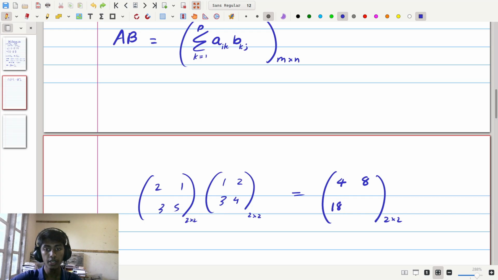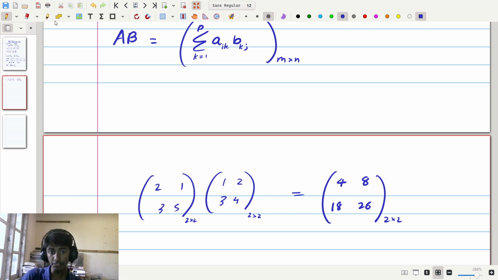Now finally, for the last element, we have i equals 2, j equals 2, meaning that in our first matrix, we need to go in the second row. In the second matrix, we need to go in the second column, and therefore we need to do 3 times 2 plus 5 times 4. 3 times 2 is 6, 5 times 4 is 20, and therefore we have 20 plus 6, which is 26. And therefore the final answer here is 26.